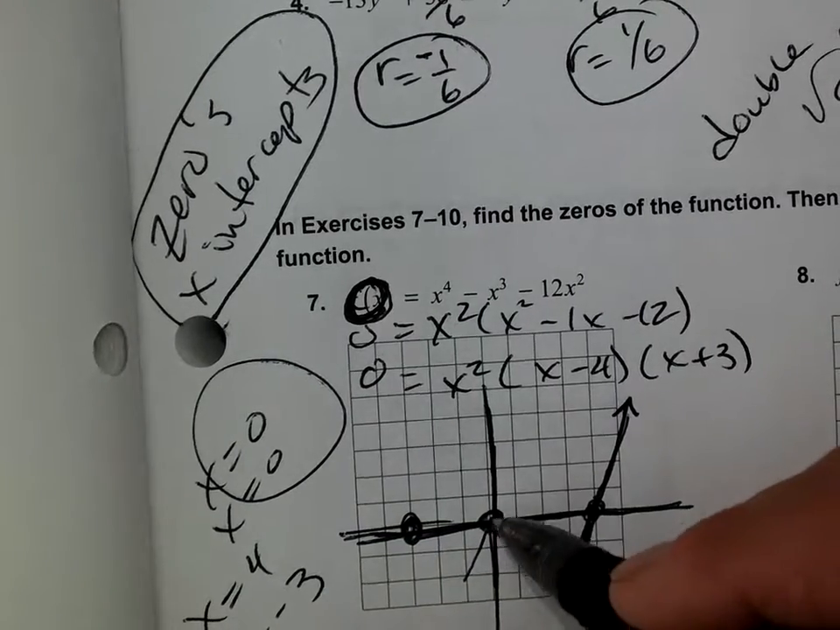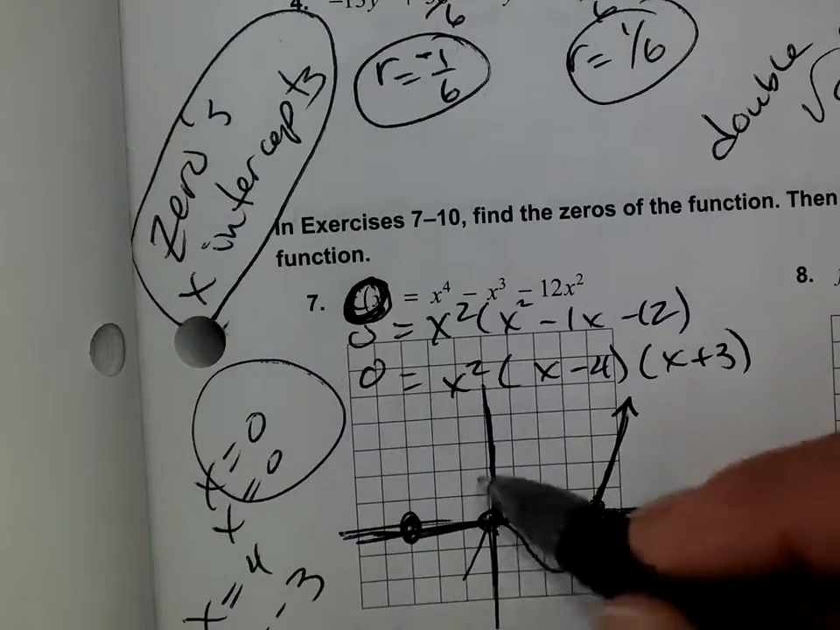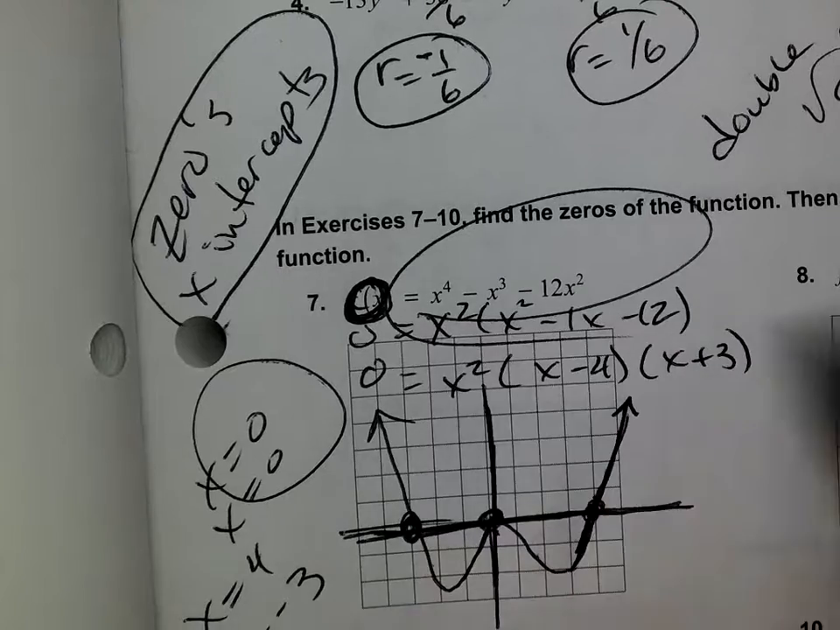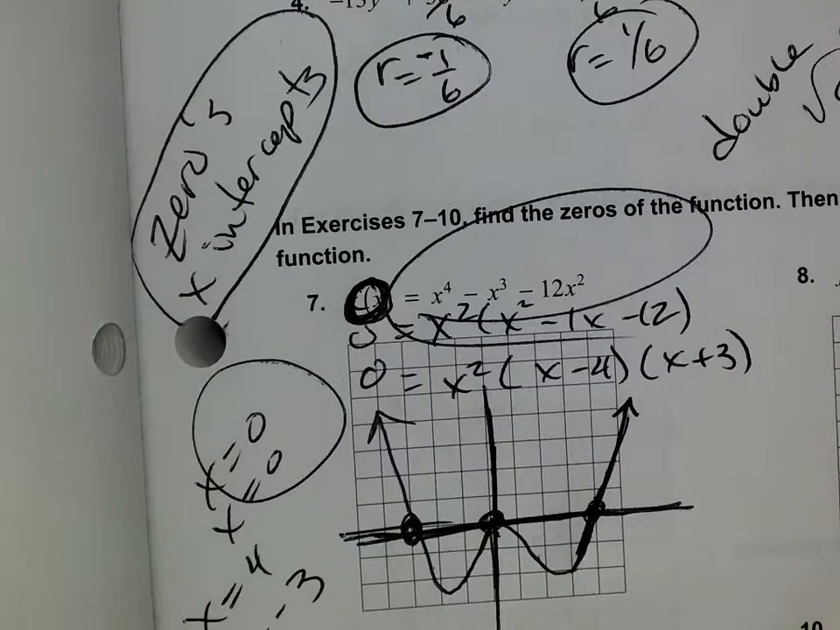See, I went through that point, 0, and then through it again, which means back down. This one comes back up, it goes like that. So if you were to graph this original, it'd look exactly like that. We can do it without a calculator. Okay, let's do one more of those.